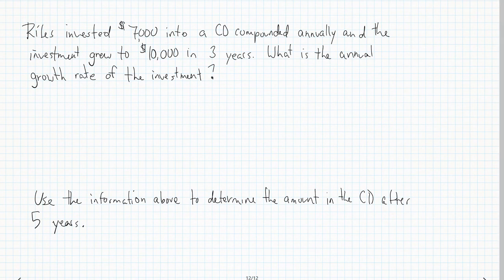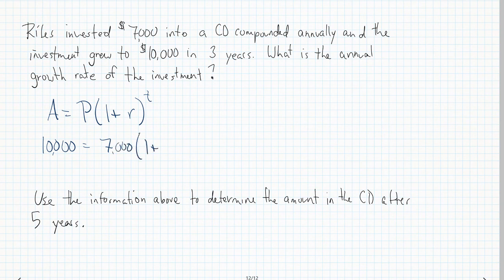Well, in this case, we still have that compound interest formula. So A equals P times 1 plus, since we're compounding annually, R over 1, raised to the 1t. So the way this looks is 1 plus R to the t. Now we know some of that information. Let's put it in here. So we have $10,000 equals 7,000 times 1 plus R raised to the t, which is 3 years in this case.